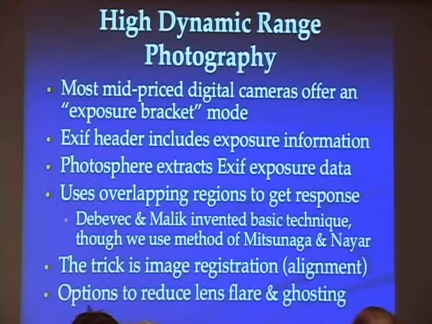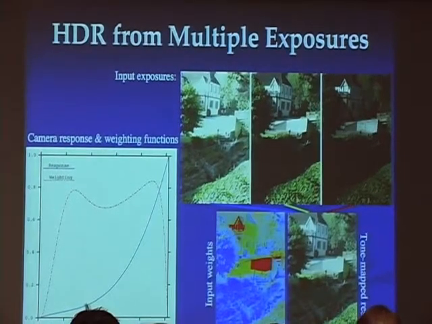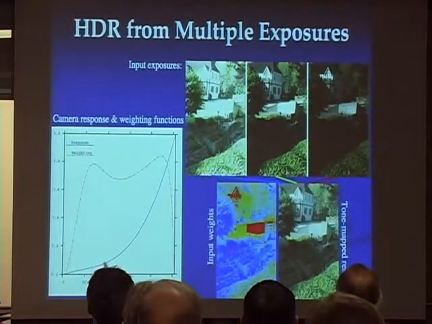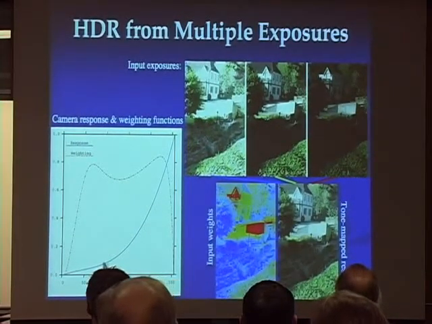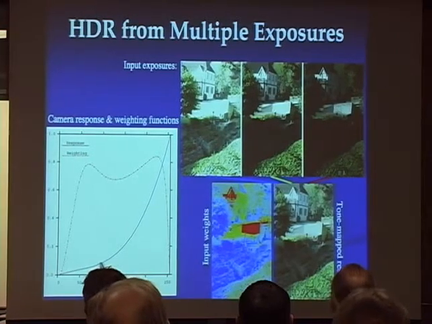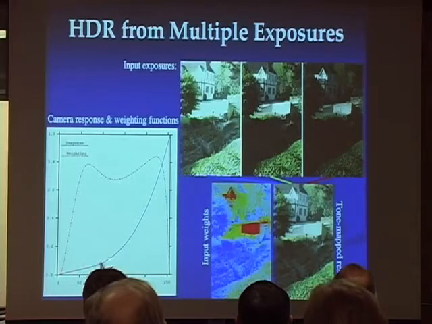The real trick is image registration, because most of my pictures are handheld, and then I've added options to reduce lens flare and ghosting. So I'll do this in a minute. So again, the concept is that you take multiple exposures and you recombine them into a single high dynamic range image. And what I'm showing here on this graph is the estimated camera response function, which is this curve.